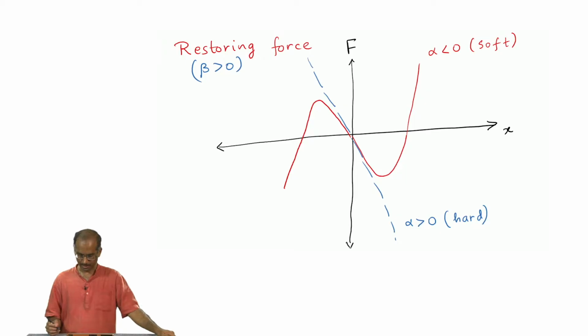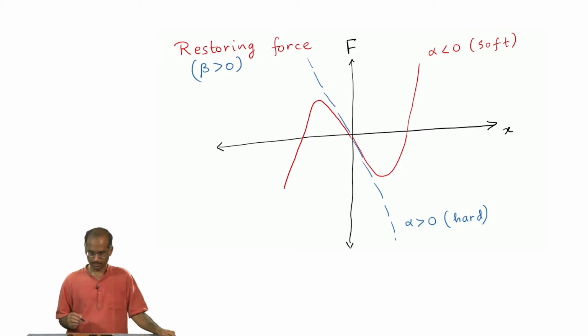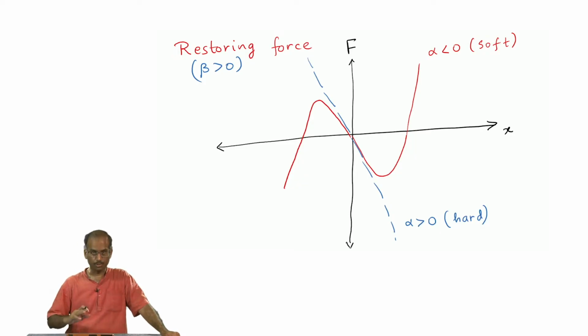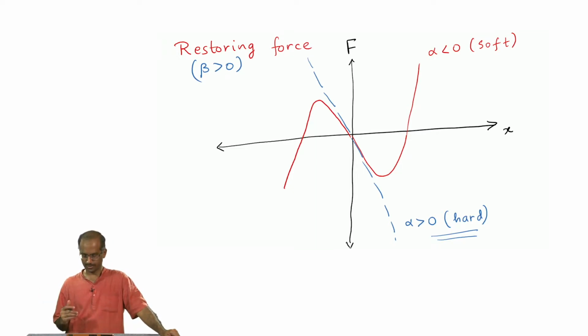If alpha is negative, the curve that you will get in this plane, restoring force as a function of displacement, is this one that is shown in red, and this is of course the soft spring limit. On the other hand, if alpha is greater than 0, you will get something which looks linear, but it is not quite linear. So, alpha greater than 0 would correspond to the hard spring limit. So, the restoring force versus displacement for alpha greater than 0 would follow this blue dashed curve that you see here.